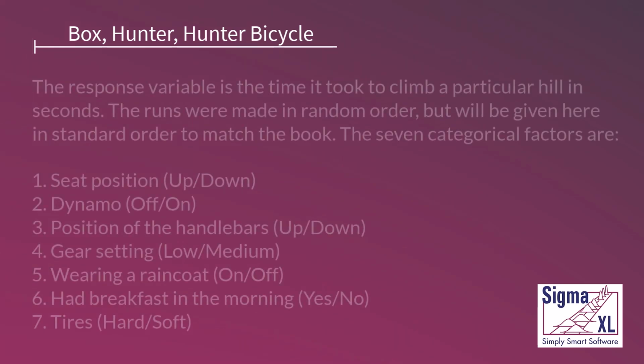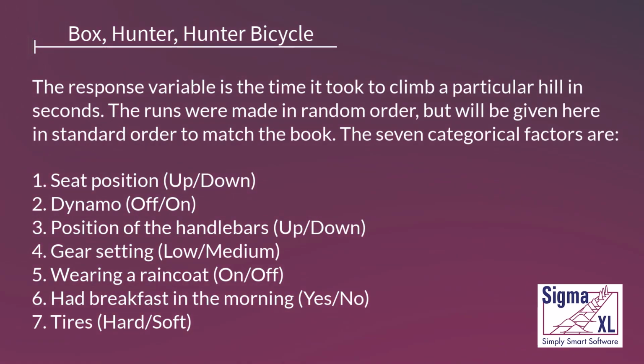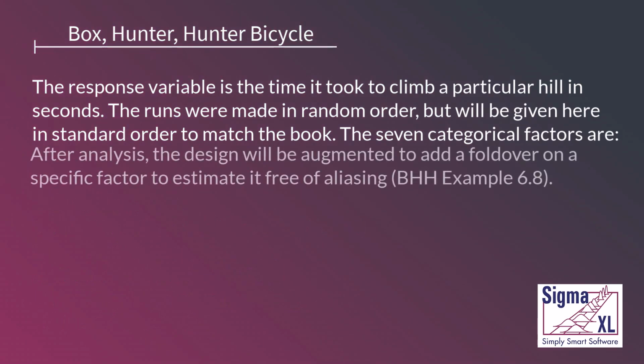The response variable is the time it took to climb a particular hill in seconds. The runs were made in random order, but will be given here in standard order to match the book. The 7 categorical factors are seat position, up, down, dynamo, off, on, position of the handlebars, up, down, gear settings, low, medium, wearing a raincoat, on or off, had breakfast in the morning, yes, no, and tires, hard and soft. After analysis, the design will be augmented to add a foldover on a specific factor to estimate it free of aliasing.